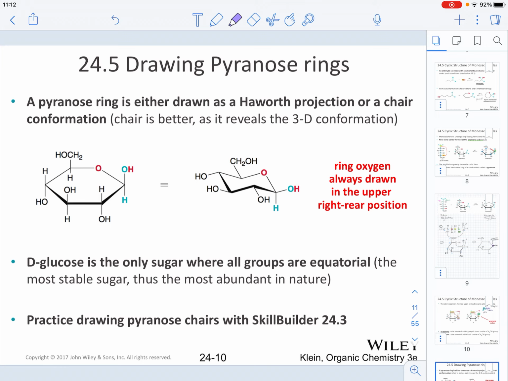So understand that when it comes to the Haworth projection or the chair conformation for these structures, it can be drawn as a flat molecule, which is what I just illustrated, or as a 3D conformation. Understand that the oxygen ring always is drawn on the upper right rear position. Okay. Understand that D-glucose is going to be the only sugar where all the groups are actually equatorial to one another, and that is the most stable sugar. Okay, and it's actually the most abundant in nature. So as you can see, that's the one that is illustrated in the following slide.